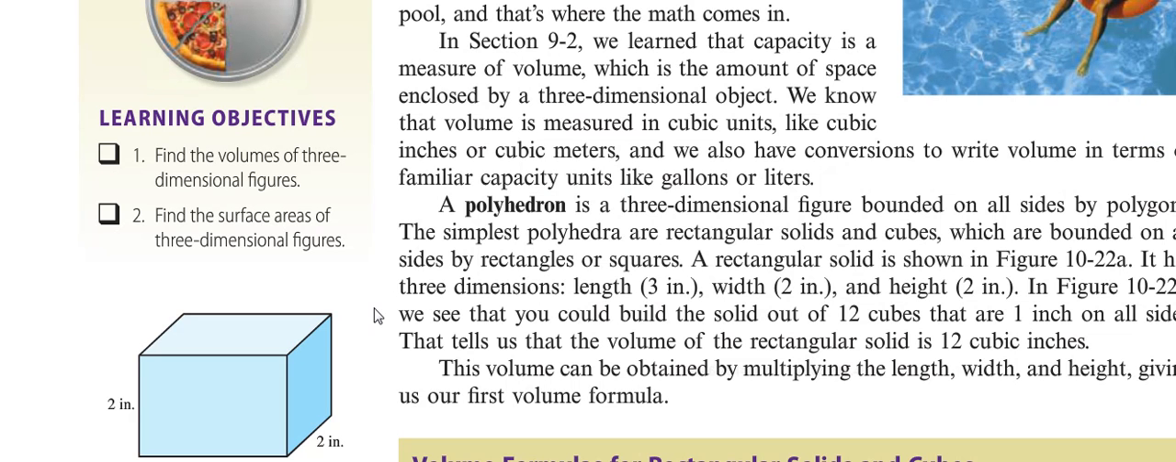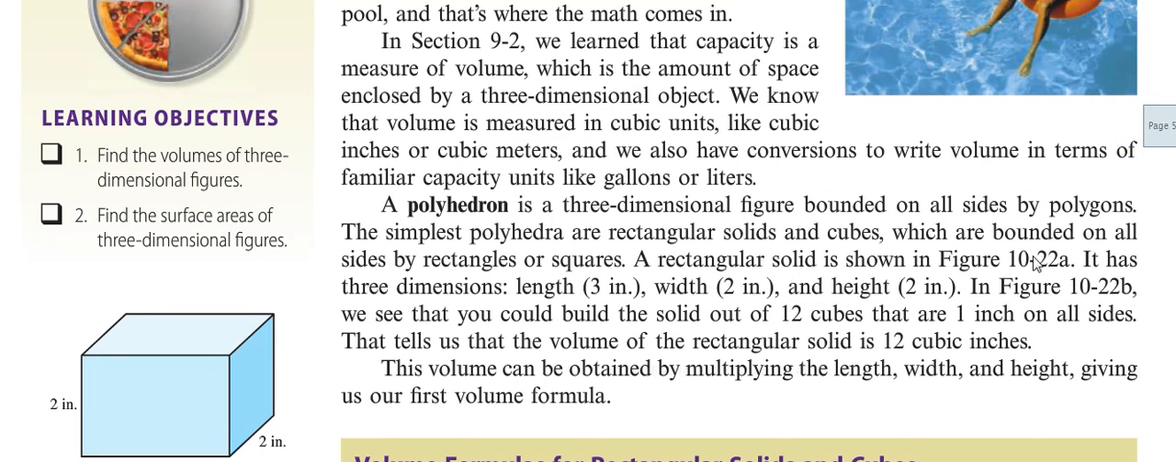Polyhedron. A polyhedron is a three-dimensional figure bounded on all sides by polygons. So this is an example of a polyhedron. Each side is a polygon, and the polyhedron is a three-dimensional figure.